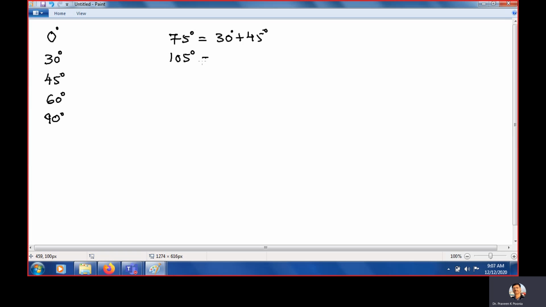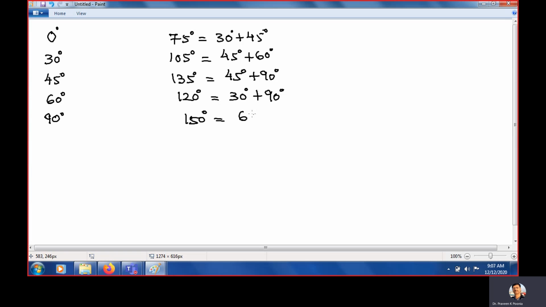105 degree. 105 degree is 45 degree plus 60 degree. This you can take. Another angle you can take is 135 degree. 135 degree is 45 degree plus 90 degree. Another angle you can have is 120 degree. It is 30 degree plus 90 degree. And the last angle you can have is 150 degree. It is 60 degree plus 90 degree.